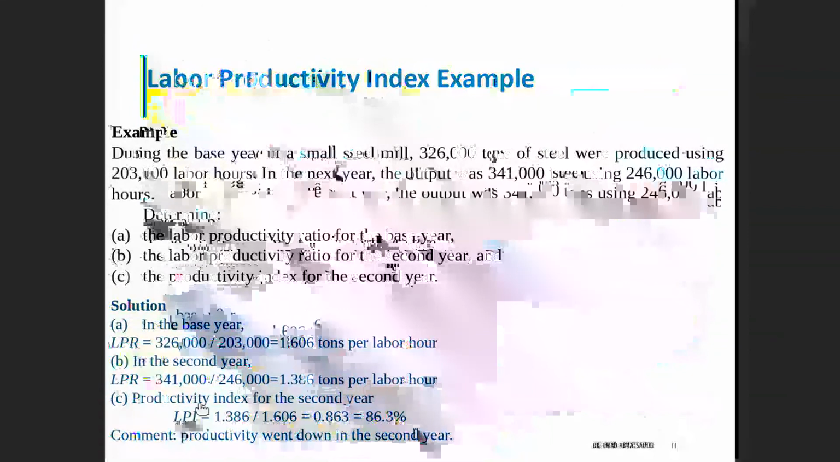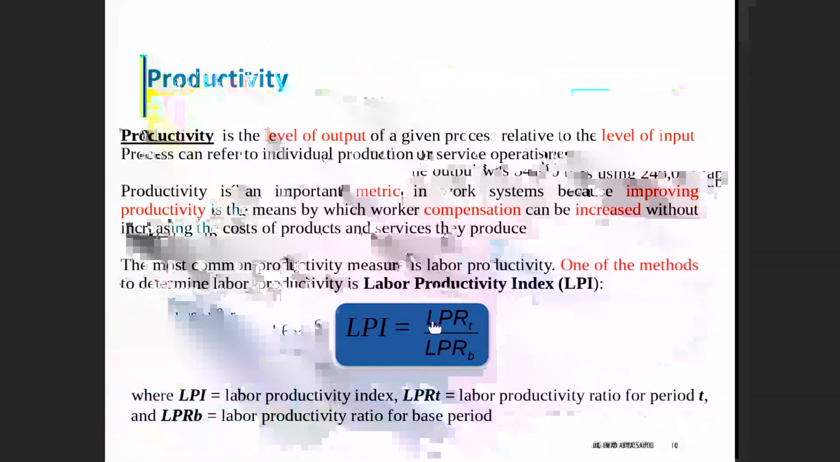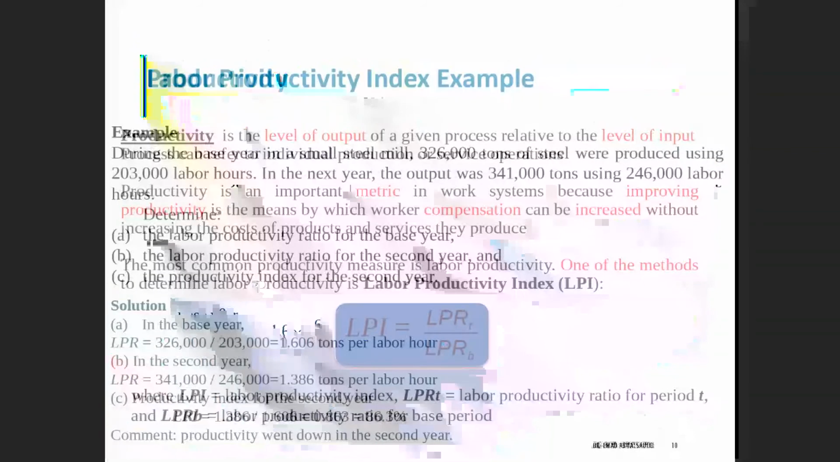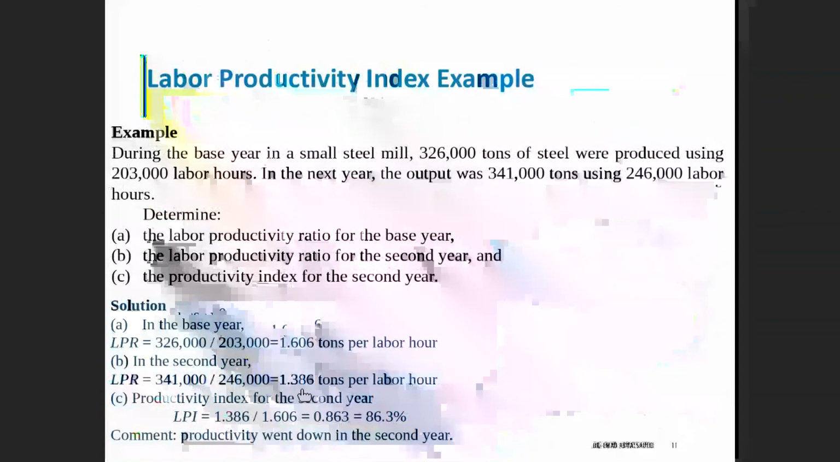So basically you divide the T over the base. You divide 1.38 by 1.6 to find the productivity index for the two years comparison here, which is 0.86. As a percentage, you would multiply it by 100 to get 86.3. That's the index for the productivity.